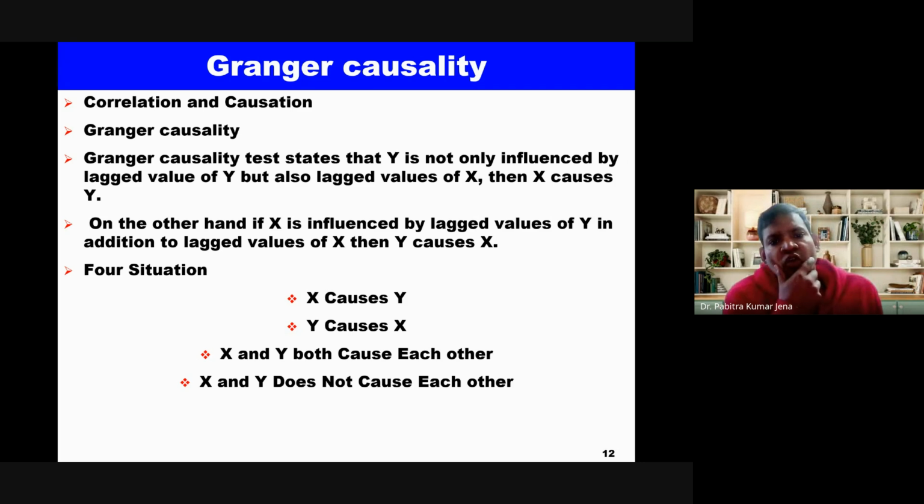Okay. So initially, when we were doing the causality analysis, we were not taking the lag of the variables. But what Granger has done is that he has used the lag of the different variable as well as the lag of the own variable. That's why the Granger causality has become very famous.